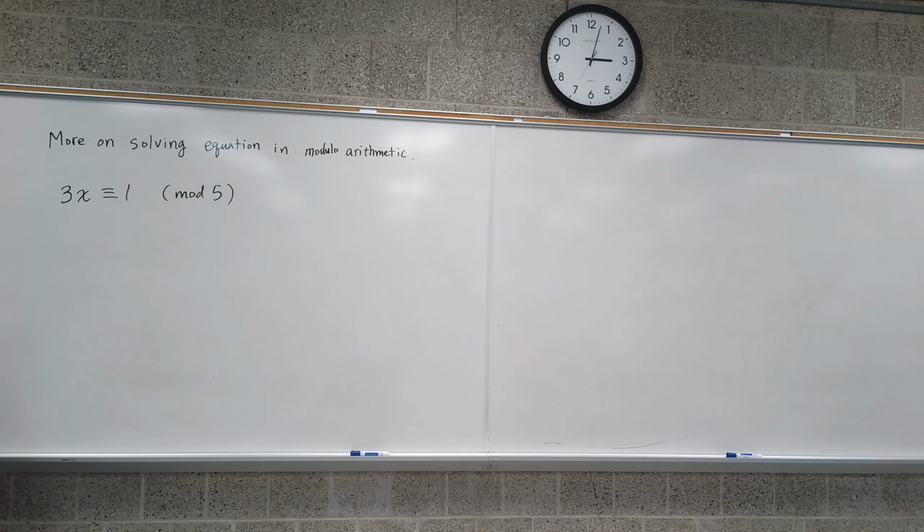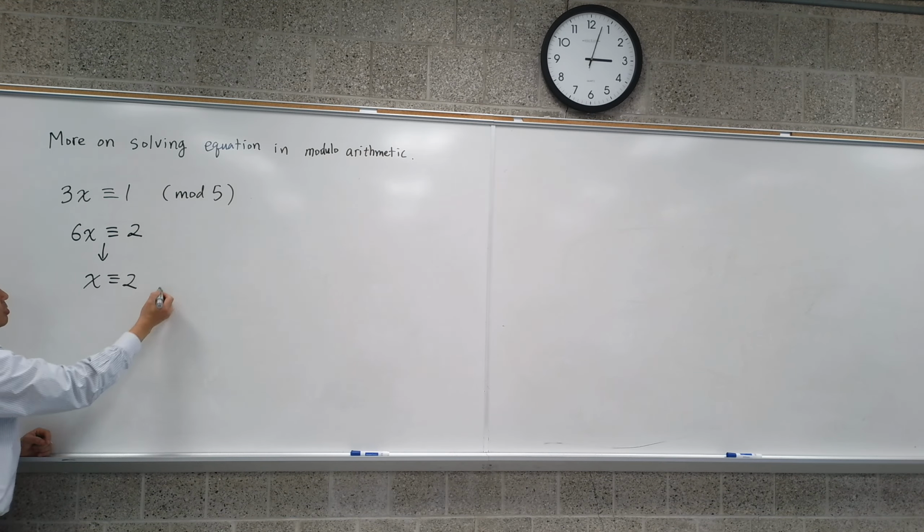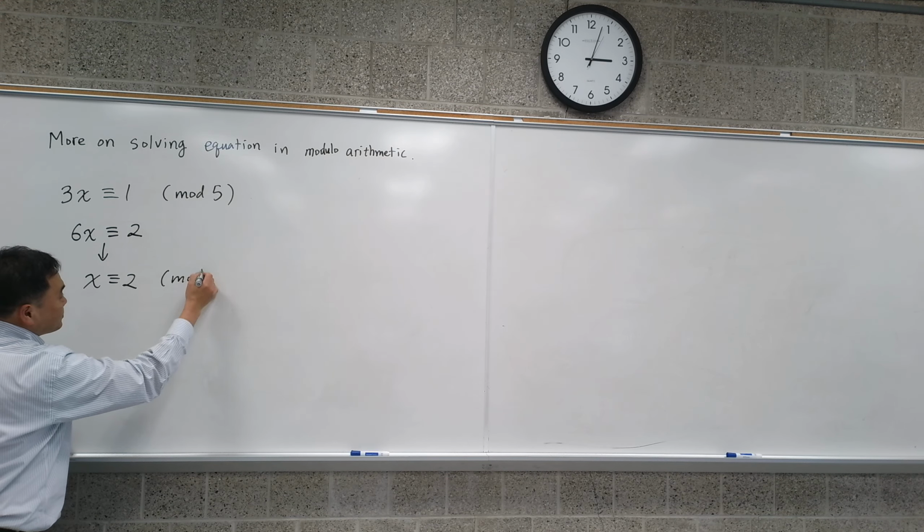Okay, so some more comments about solving modular equations. For simple equations like this, you can easily figure out that you just have to multiply by 2 on both sides so that you get 6x congruent to 2, but 6 is congruent to 1 mod 5. So this immediately becomes x is congruent to 2 mod 5.